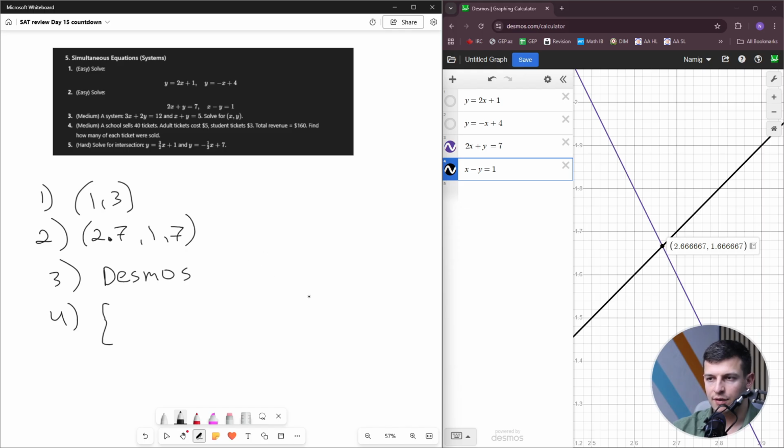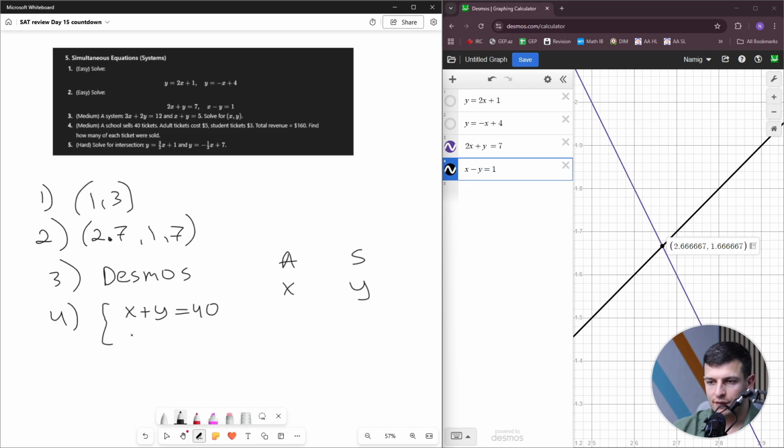What do we have here? We have different types of tickets. Let's call them X and Y because we're used to X and Y. X is, let's say, adult ticket, and Y is a student ticket. So, adult ticket costs $5, student tickets cost $3. Total revenue is $160, and school sells 40 tickets. So, the amount of tickets sold is 40, so X plus Y should be equal to 40.